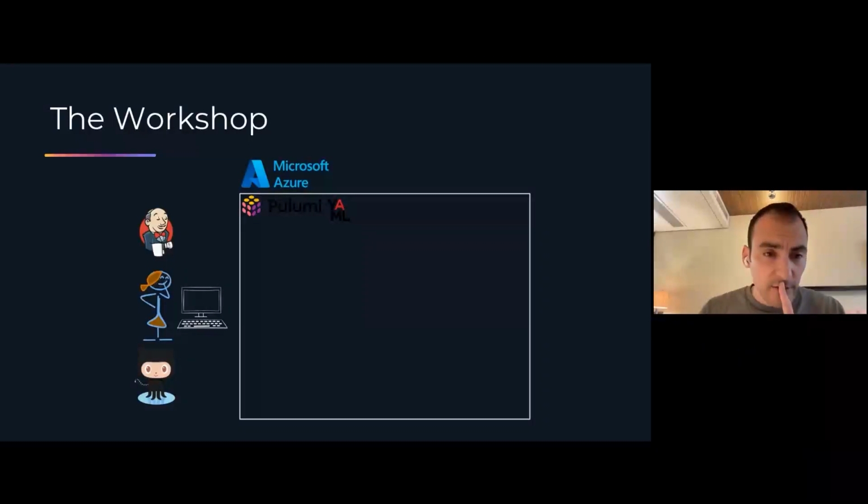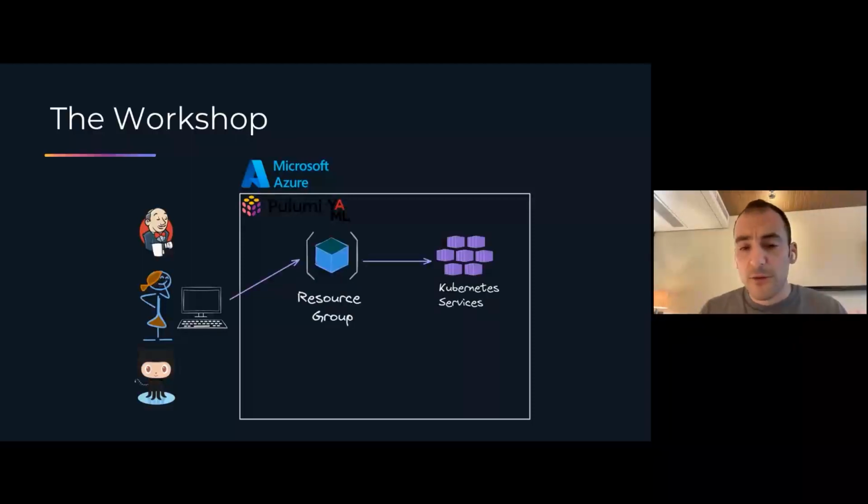And a short word on the architecture. On the left, we have either CI systems or a person sitting at a computer. What we're first going to create is a resource group and then the Kubernetes service. The Kubernetes service itself is going to spawn some virtual machine scale sets and so on. This doesn't matter for us. So we're going to create these two resources.